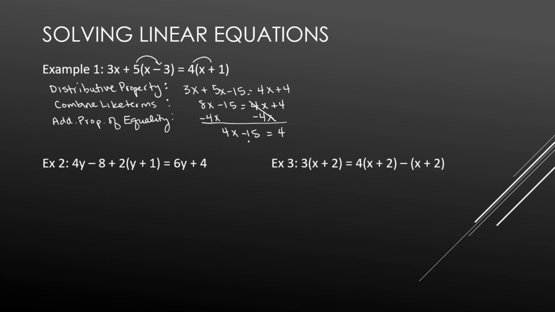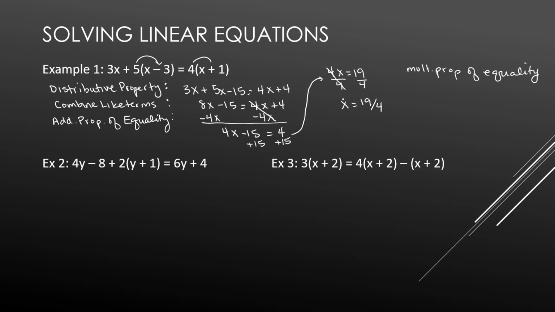So now I need to move the 15 so that I can get the x by itself. So I'm going to add 15. So I end up with 4x equals 19. Okay, if I bring this up here. So now I'm going to use the multiplicative property of equality. And I'm going to multiply by a fourth, which is the same thing as dividing by 4. And I'm left with 1x equals 19 fourths.